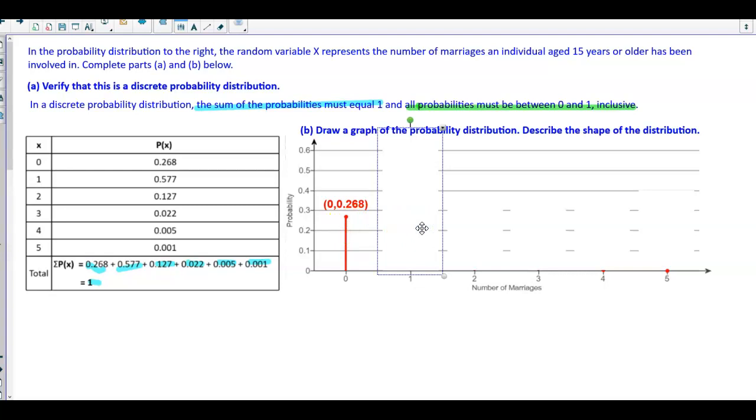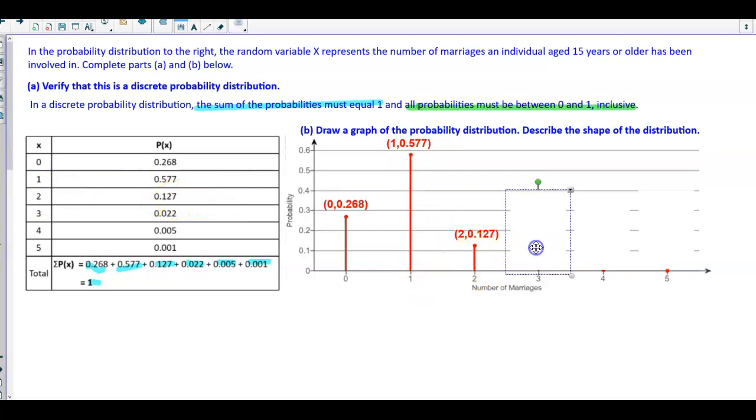Likewise, we do the same thing for the next point, 1 and 0.577. This is the ordered pair, there's the point, and there's a line that goes up there. Then the same thing, we have the ordered pair 2 and 0.127. Then we have 3 and 0.022, then 4 and 0.005, and 5 and 0.001.